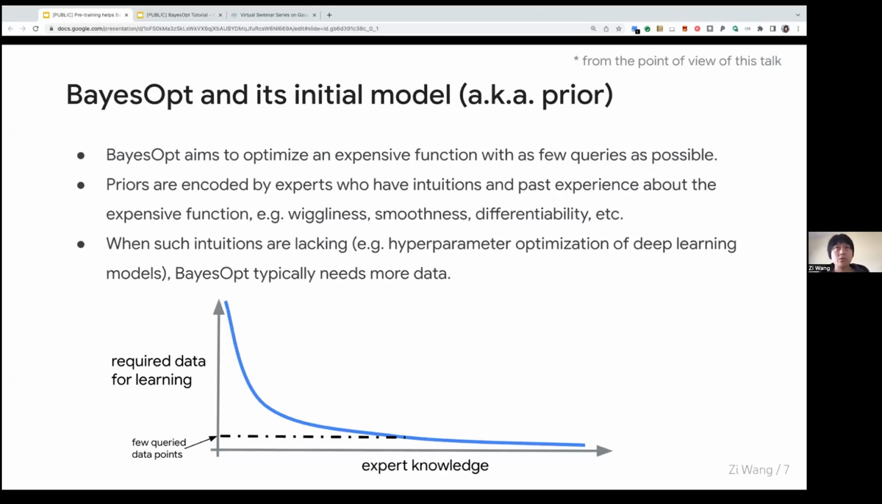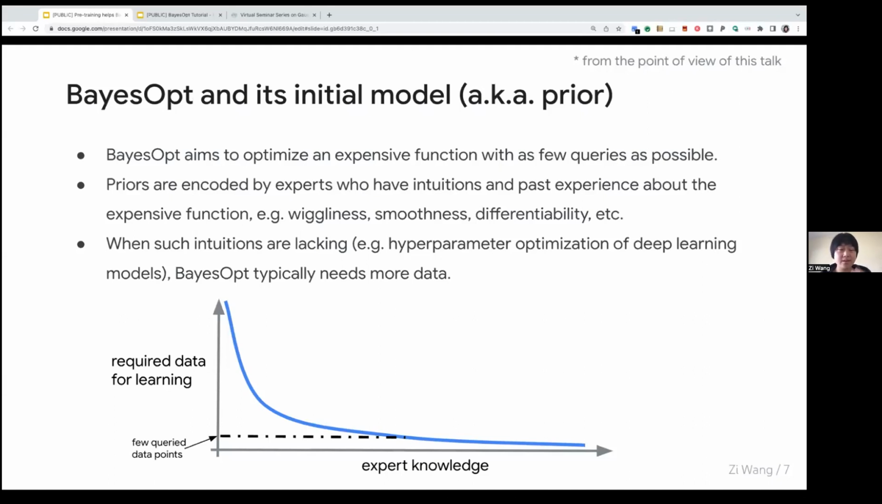And the priors are encoded by the experts who have the intuition about the kind of expensive functions. For example, how quickly they vary, how smooth they are, differentiability, things like that. If the intuition is lacking, for example, when we are doing hyperparameter optimization of deep learning models, we don't even understand deep learning that well. How do we understand their hyperparameters? In this case, we don't have a lot of expert knowledge, and Bayesian optimization needs more data, but actually requires expert knowledge to make good decisions on the data.